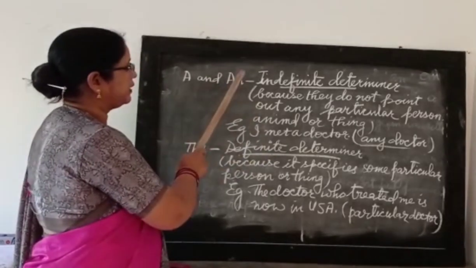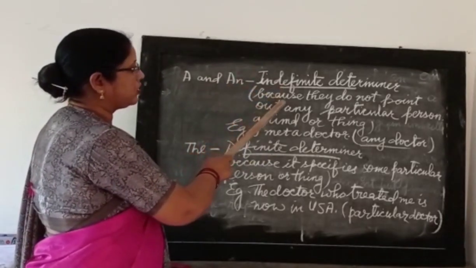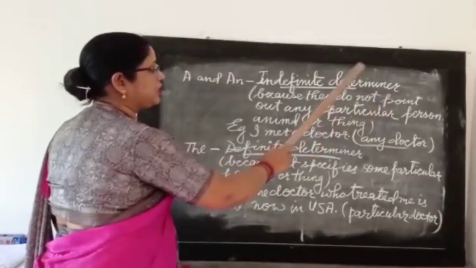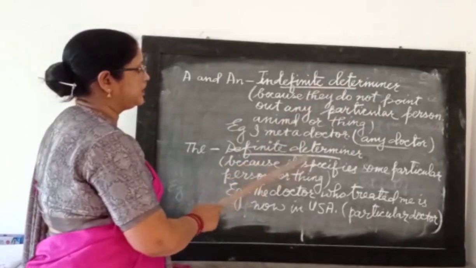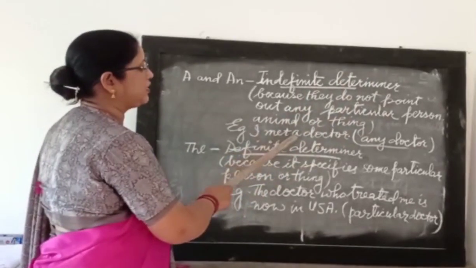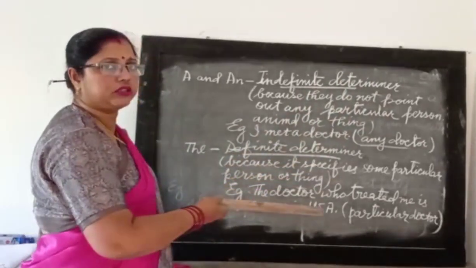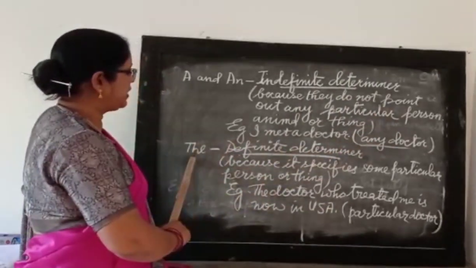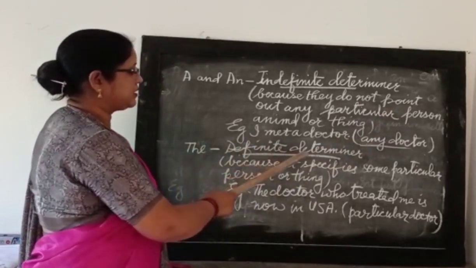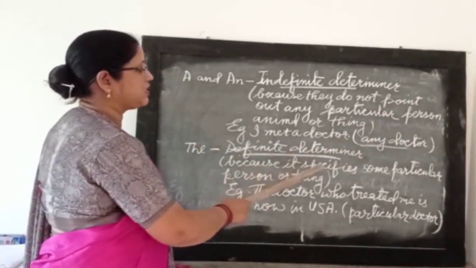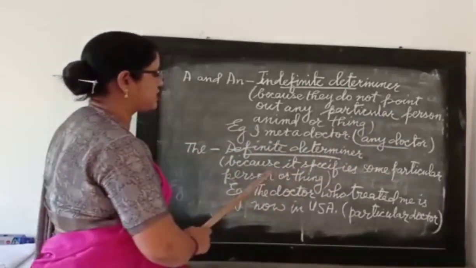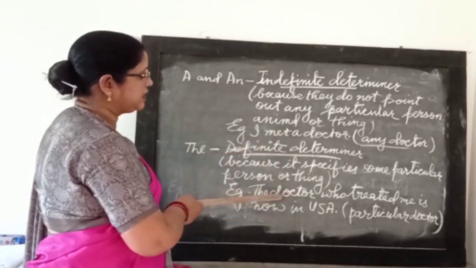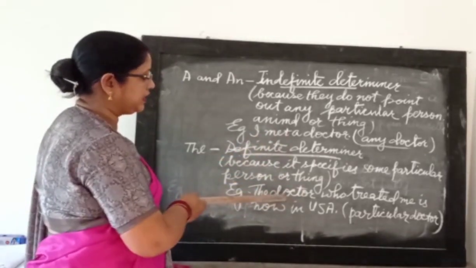Now a and an are called indefinite because they do not point out any particular person, animal or thing. So the example: I met a doctor. So that doctor may be anyone. So it is given as any doctor. The is a definite determiner because it specifies some particular person or thing. I have given one example which can be compared clearly.